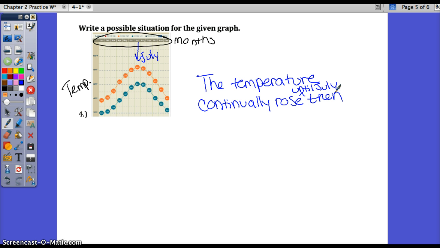Then, what did it do? It went down, but how could I say that? Then it steadily, so what's the opposite of rose? Went down or declined. And then the cycle probably happened again.